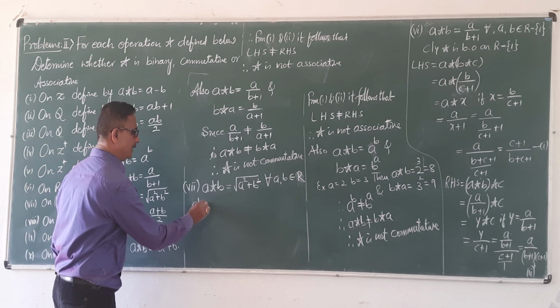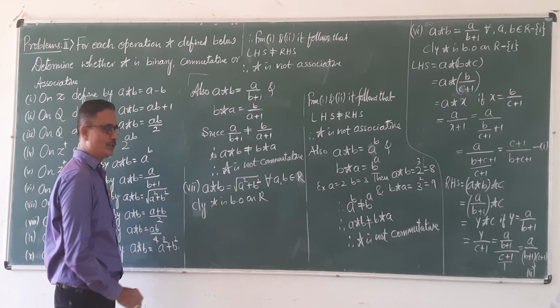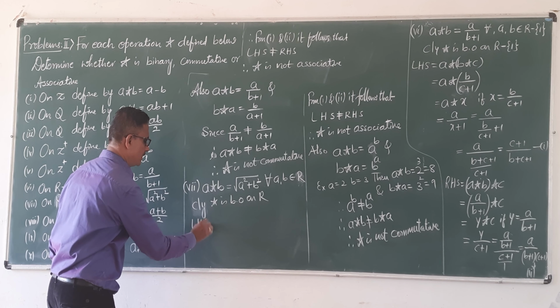Clearly, is it binary or not? Yes. Clearly, star is a binary operation on the set of real numbers. Take any two real numbers. If you take minus 1 squared, that is, the square of any number becomes positive. Then is it associative? Check it.